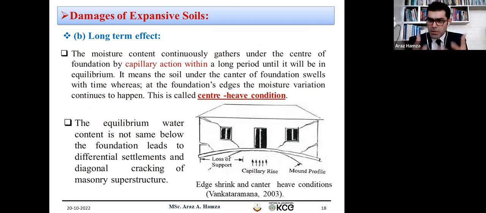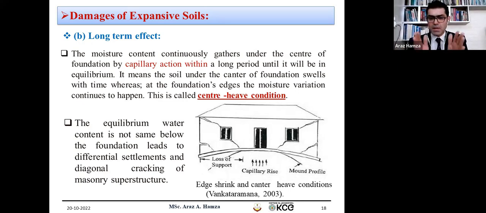When the water reaches the saturation level that it needs to, the chemical reaction starts, and the swelling process will start at the center of the foundation. But at the edge of the foundation, because of the variation in the weathering, the soil will dry and shrink. And this leads to unequilibrium water content under the foundation.